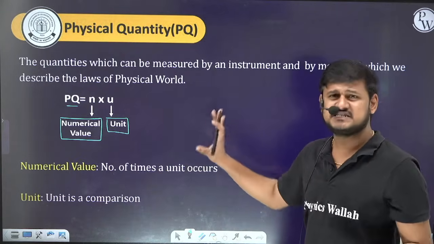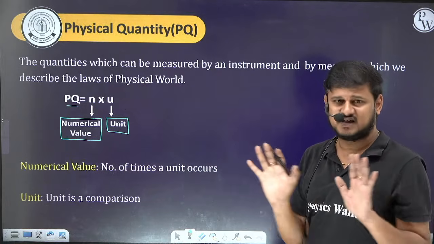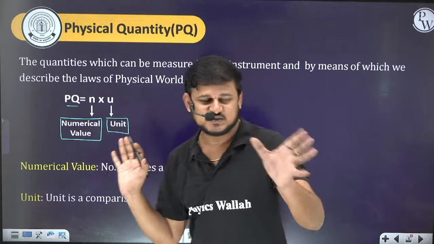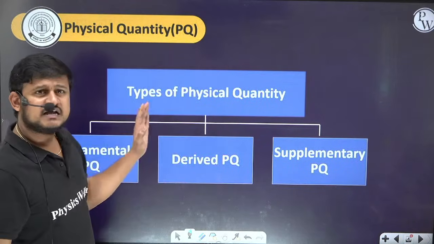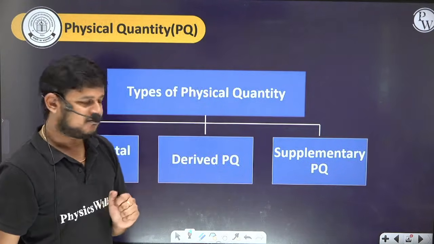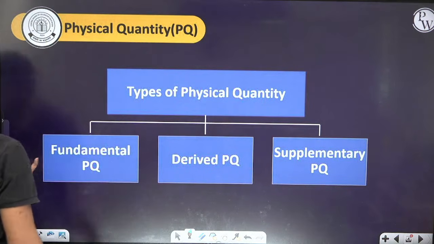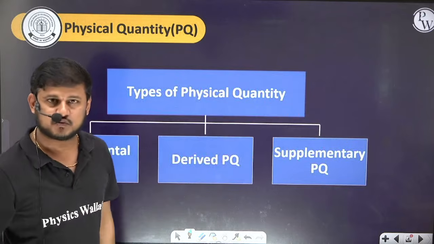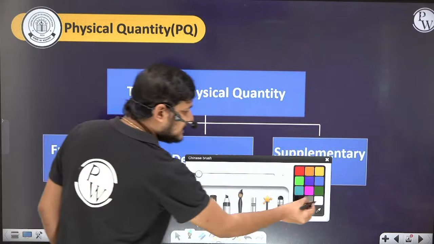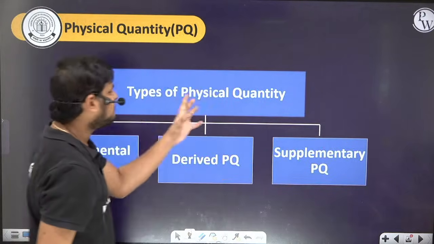So just this is a basic definition. We do not have anything to do with that. Okay, so let's proceed further. This is important. There are 3 types of physical quantities we have. One is the fundamental physical quantities, then derived physical quantities, then supplementary physical quantities. These are the 3 major types of physical quantities.